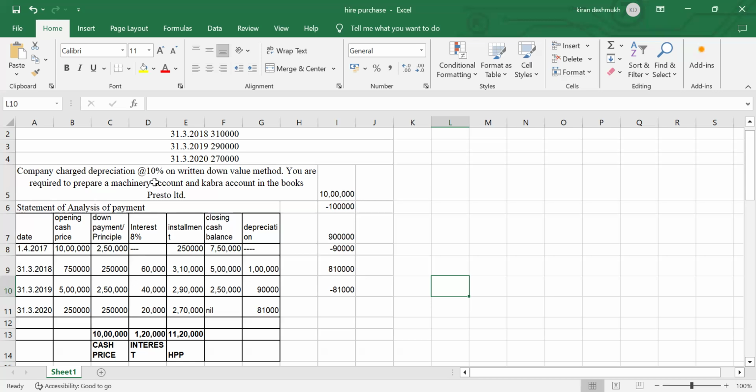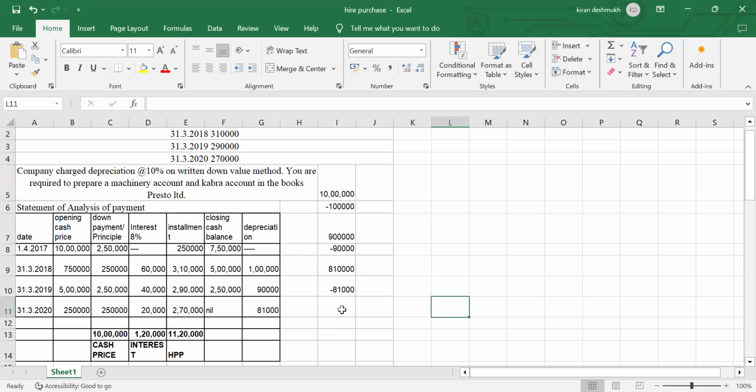As per information, depreciation is provided at the rate of 10% per annum. So these are the values of depreciation on 10 lakh as the value of fixed asset, 10% every year. So depreciation values will become over here. You can see the working note. 10 lakh minus 10% will be 1 lakh. We are getting the balance of 9 lakhs. On 9 lakh, 10% depreciation is 90,000. You will get the balance 8,10,000. So remaining depreciation will become 81,000. So this is your statement of analysis of payment.